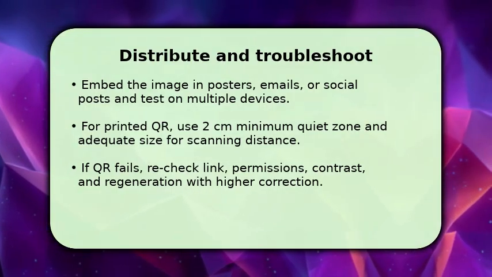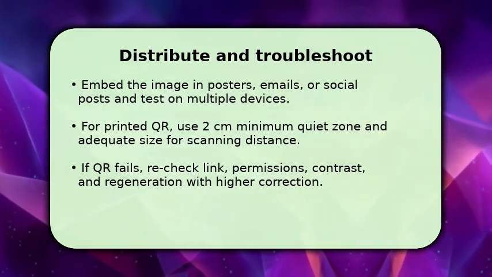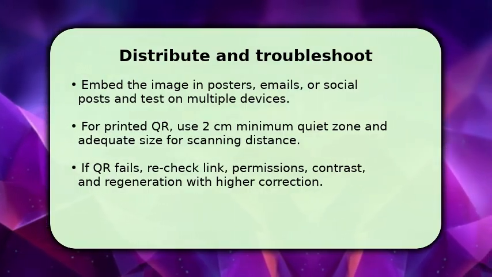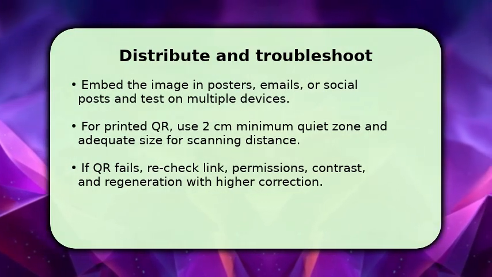If someone reports it does not work, first verify the original link and form access settings, then inspect contrast and damage. Regenerate the QR with a higher error correction level if necessary. Make sure to update distributed materials if you change the link.